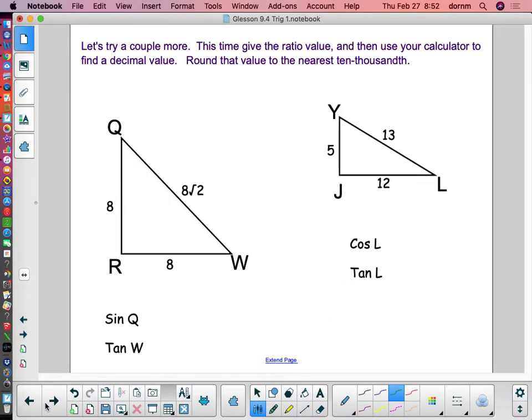Okay? Now, again, they aren't always super nice numbers like that. Sometimes we get sides that have square roots. That's okay. We're going to deal with that. This time we want to give the ratio, and then you want to pull out your calculator. Use your calculator to find a decimal value, round the value to the nearest 10,000. Now wait a minute, let's think about this. 10,000, how many decimal places is that?